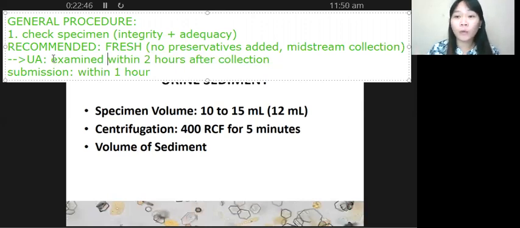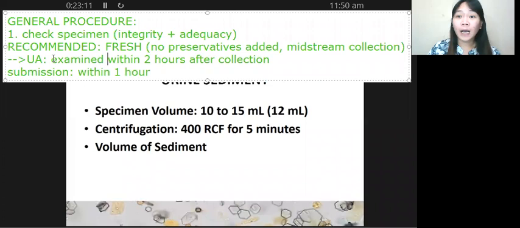Kasi after 2 hours, what will happen to your sample? Your sample is no longer acceptable. Why? Because the cells, the casts, and the other sediments which are present in your urine sample will start to disintegrate. Yung mga cells natin, magla-lyse na yung mga yan. Yung ibang sediments, magdi-disintegrate na yung mga yan.